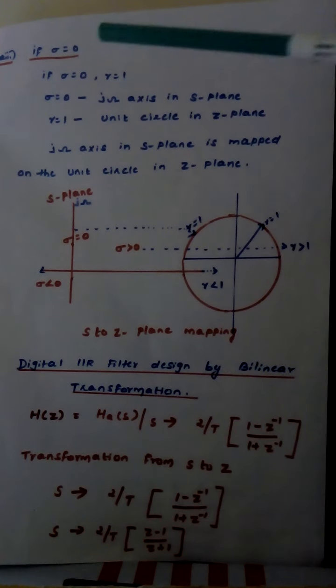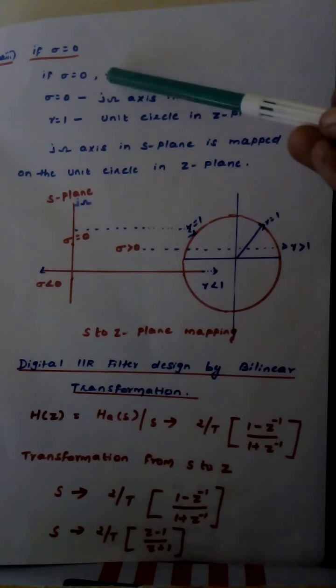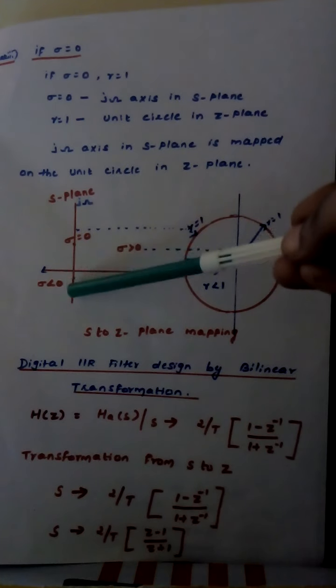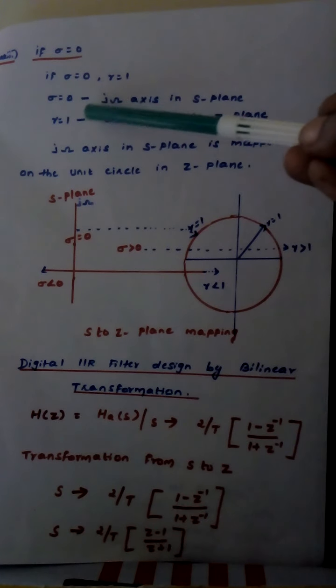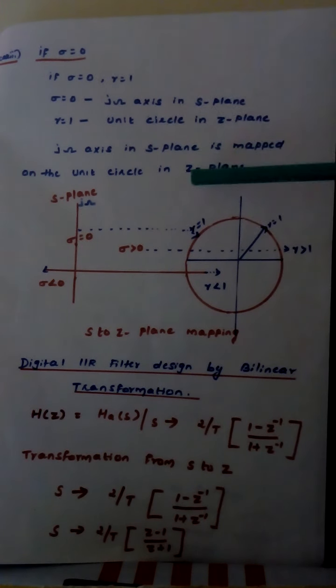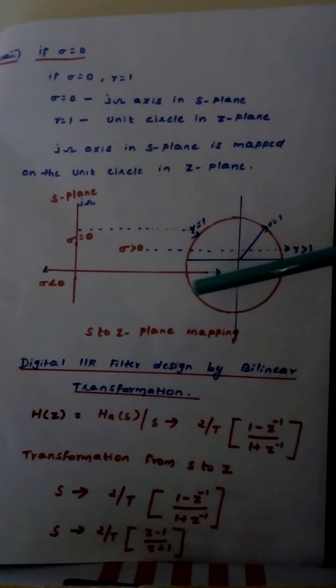Next one is if sigma equal to 0 in the Z plane, that is R equal to 1. Sigma equal to 0 means it is on the j omega axis in the S plane, and that is mapped onto the unit circle in the Z plane. So that is the meaning. So those are the three conditions we have seen. This is in the S plane, this is in the Z domain.